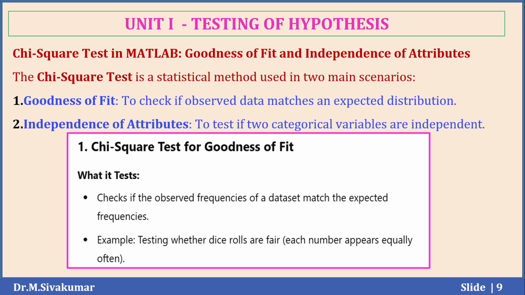There are two main scenarios in the chi-square test statistical method. First one is goodness of fit, to check if observed data matches an expected distribution. And second one is independence of attributes, to test if two categorical variables are independent.